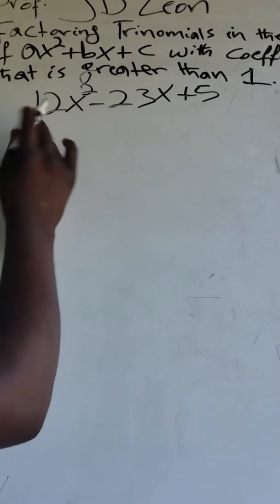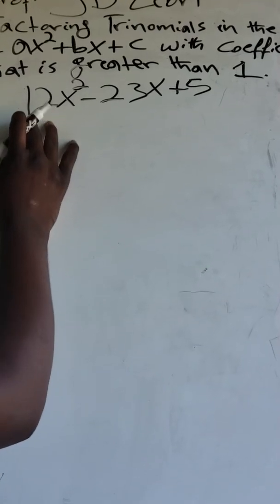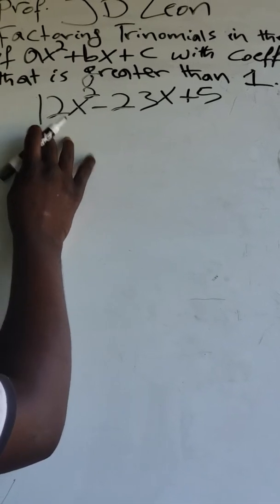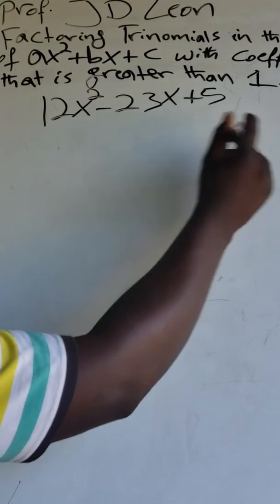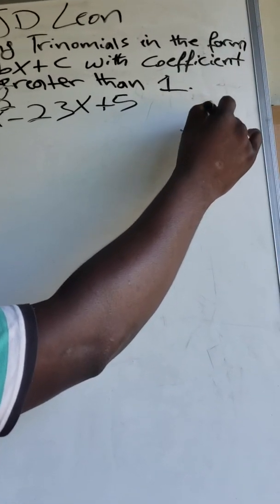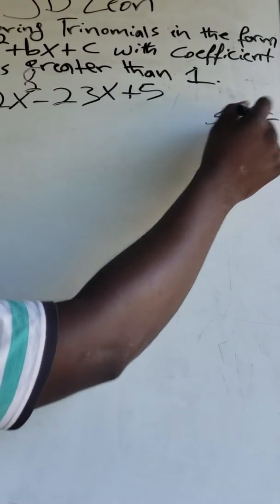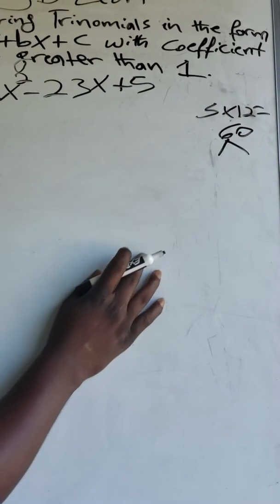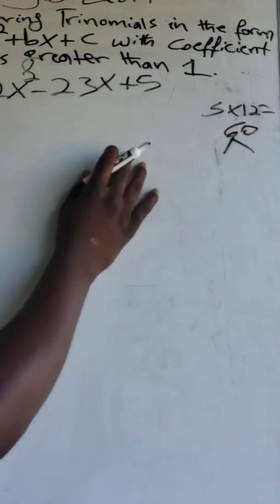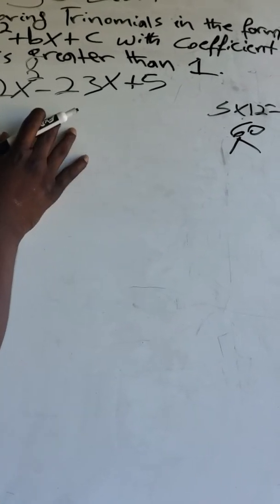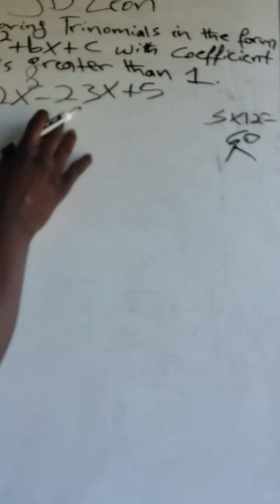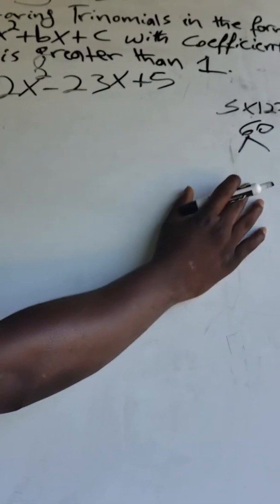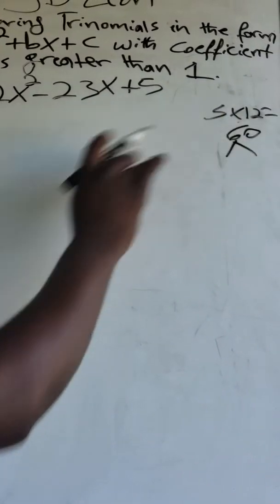So now let's multiply. If we multiply the coefficient of the A term, which is 12, times the C term, which is 5, then we'll have 5 times 12, which equals 60. So the 60 that we have here, now we're going to break it down, because we're looking for two numbers that we can add together to get the negative 23 that we have here. But the same two numbers, we need to be able to multiply to get the positive 60.